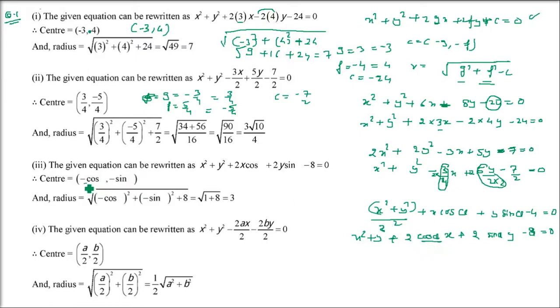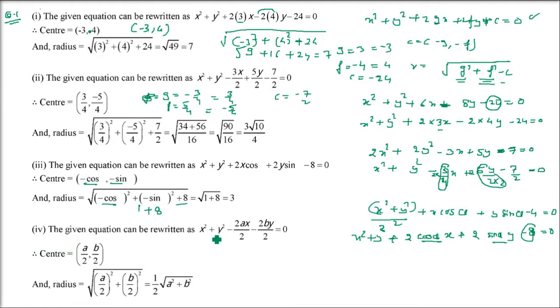So what do you get here? You get f as cos theta, g as sin theta. Minus g and minus f will be what? We use g square plus f square minus c, that is cos square theta plus sin square theta, and because c is minus 8, minus c will be minus of minus 8, that is plus 8. I hope you got the idea. We have to find minus g and minus f, not g and f. So cos square theta plus sin square theta is 1, under root 9, you get 3.